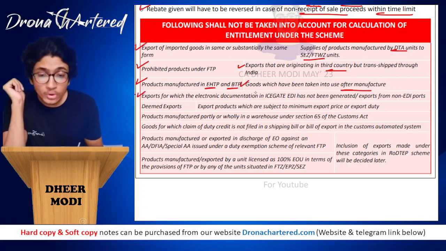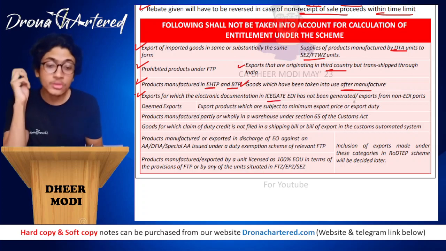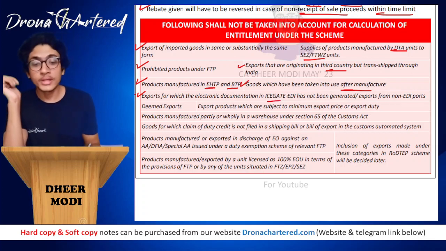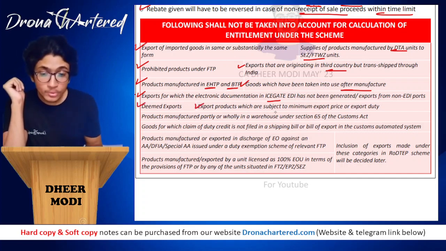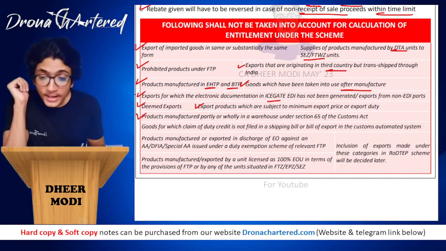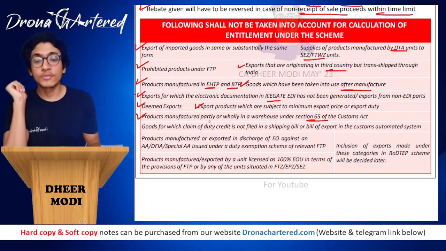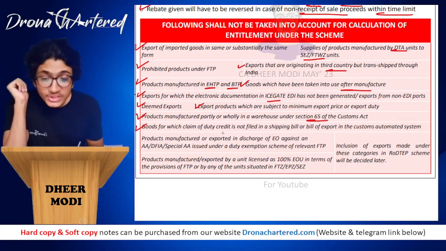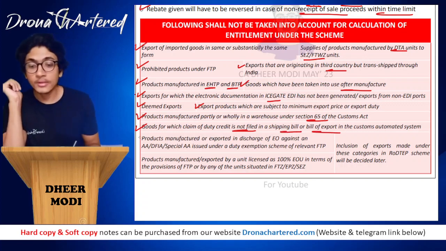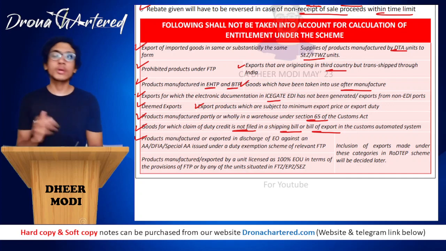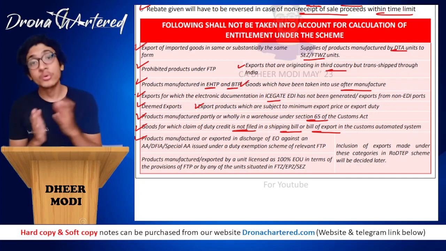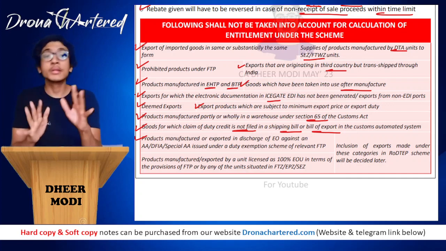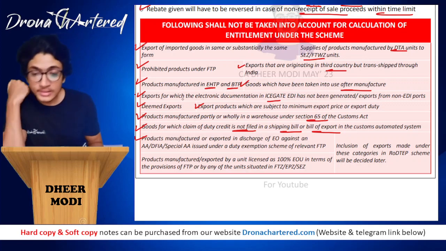Exports for which the electronic documentation in ICEGATE EDI has not been generated, or exports from non-EDI ports. Deemed exports. Export products which are subject to minimum export price or export duty. Products manufactured partly or wholly in a warehouse under Section 65 of the Customs Act. Goods for which a claim of duty credit is not filled in a shipping bill or bill of export in the customs automated system. I'm running through these points because they usually do not ask these points, only if they come in the question. So you have to remember that these have to be excluded. Therefore, I'm only reading these points.